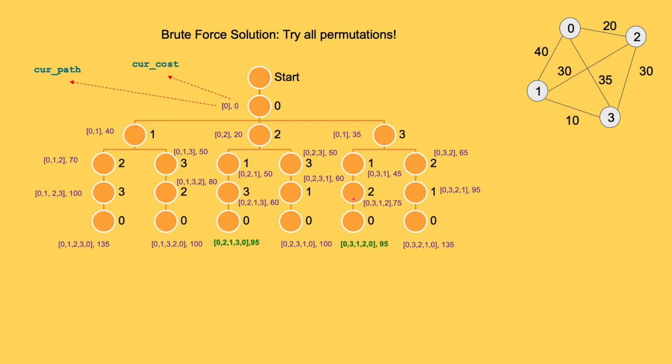So if you complete this for our various permutations, you end up with these leaf values, and then finally you have to find the minimum among them. In this case, we have two answers, going from 0 to 2 to 1 to 3 back to 0, or going from 0 to 3 then to 1, then to 2, then go back to 0.